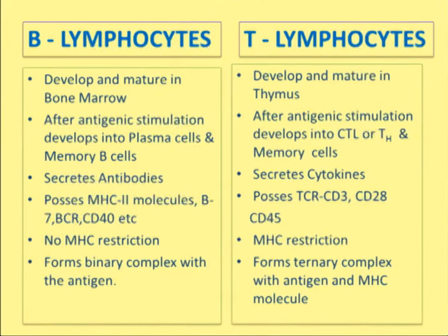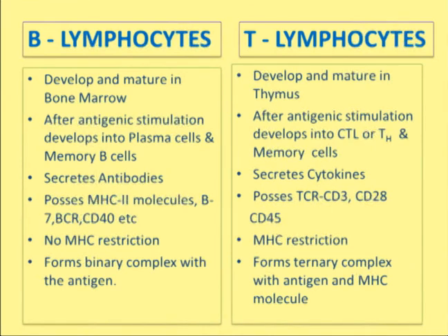B lymphocytes possess MHC class II molecules, and that is why they can serve as APCs. T lymphocytes do not have MHC class II molecules. Besides that, some other receptors are present, for example B7, BCR, CD40, etc. In the case of T lymphocytes, a specific TCR is present, known as the T cell receptor, along with the molecules CD3, CD28 and CD45.